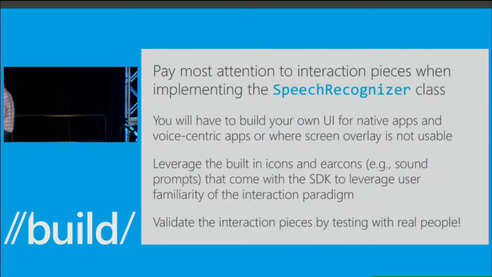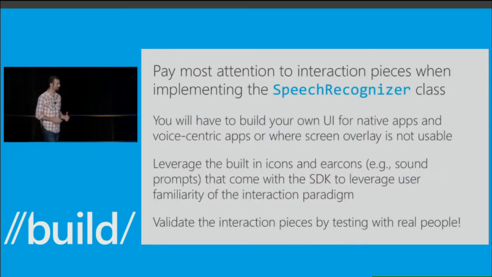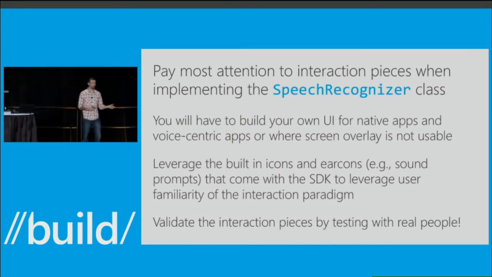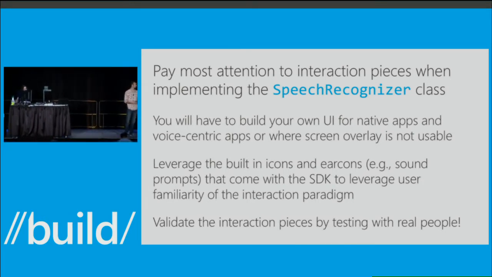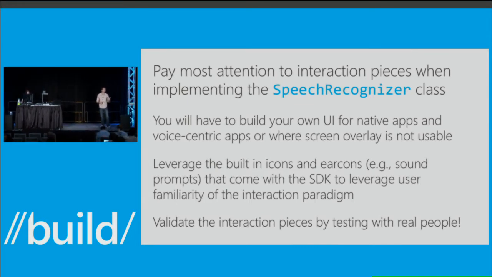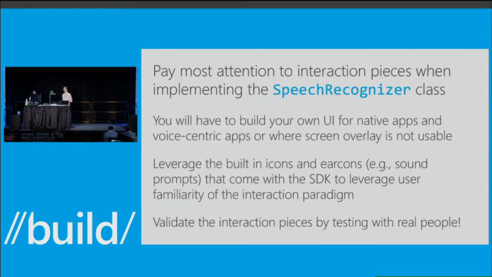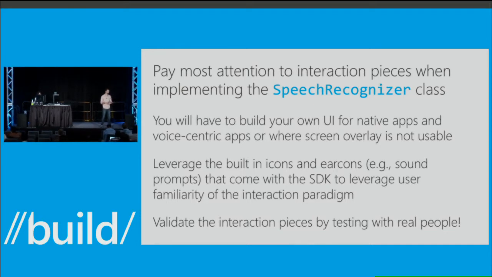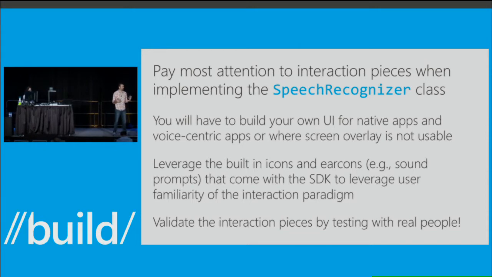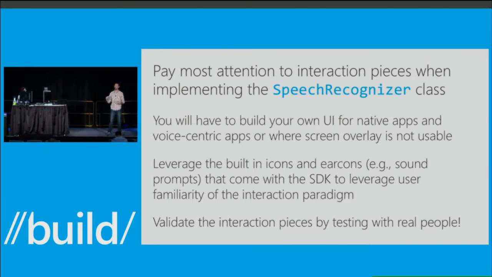Okay. Now, what if you're writing a native app for Windows Phone, or you have a voice-centric app, or a game or something, and you really don't want that speech overlay? Well, the Speech Recognizer UI class actually encompasses a speech recognizer object. So you can also instantiate that object, and that's a great way to build your own, if you want to build your own. The point here is you will have to build your own interaction paradigm if you directly leverage the Speech Recognizer class. And this is where you're going to want to take the most care to think about all those pieces that Meg talked about.